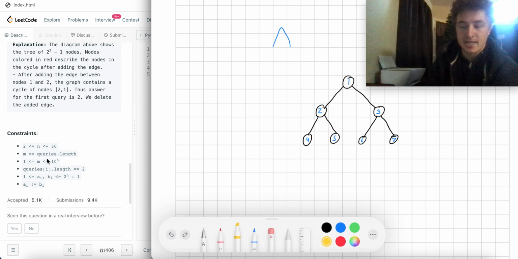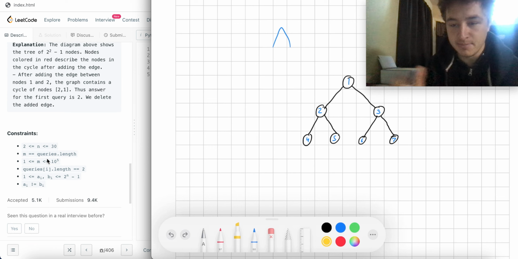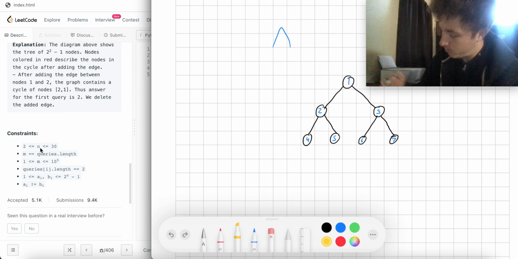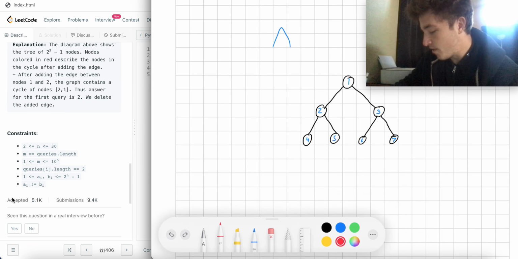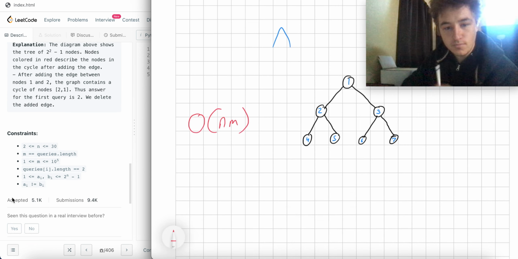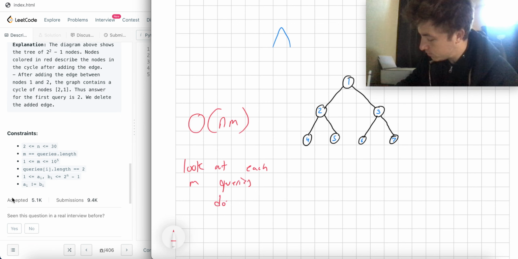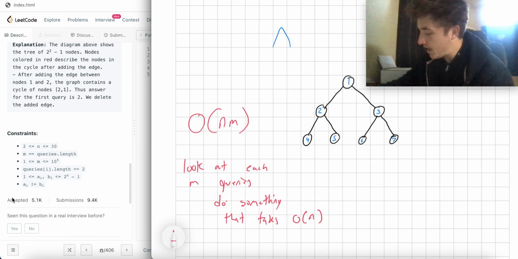Because that would just be n times m. N is like 30, so 30 times 10 to the 5, that's 3 times 10 to the 6. So that's doable, right? That's a feasible number of computations. So if we have an algorithm that's O of n times m, that's going to be more than enough to pass, right? That's efficient enough. So if we look at each of the m queries, can we do something that takes O of n time? Remember, n is just the height of this tree.